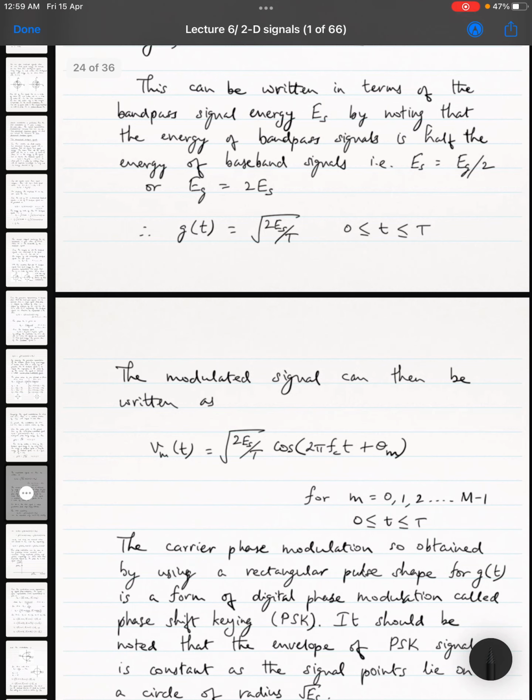Okay, in that case we can have our modulated signal of this form, where g of t now has a value of square root of 2 Es by T, or simply square root of Eg by T, over the interval 0 to T, multiplied with the carrier signal of a certain phase theta m. So v1 of t has a phase angle theta 1, v2 of t has a phase angle theta 2, and so on up to all the M signals. Now we have a total of M different angles, so we can either start from 0 and go to M minus 1, or start from 1 and go up to M. So when m is 0 we call it theta 0, and so on. The counting for m does not matter, it's just notational, so you can figure it out and make sense of it.